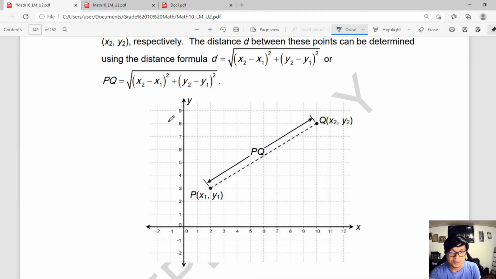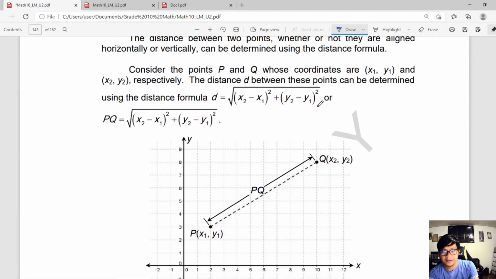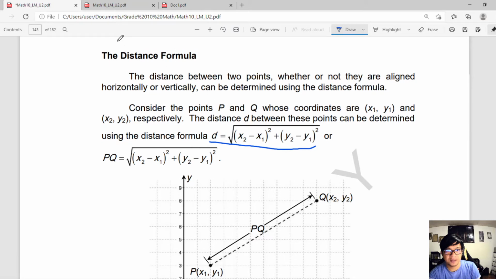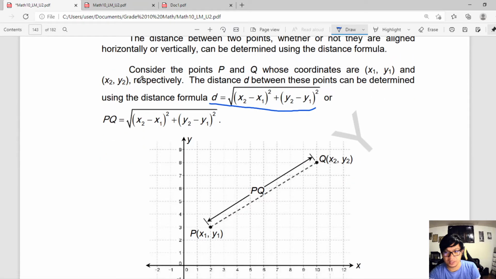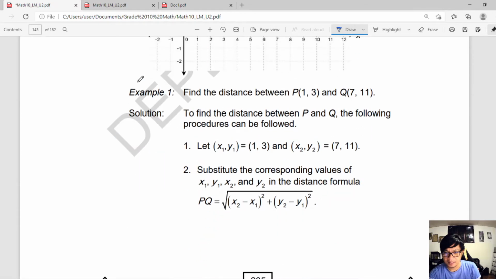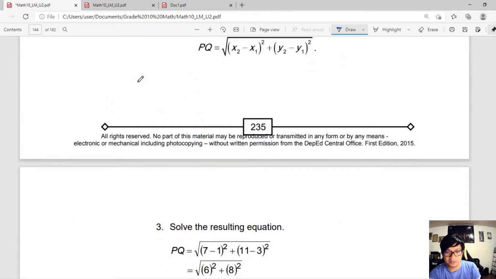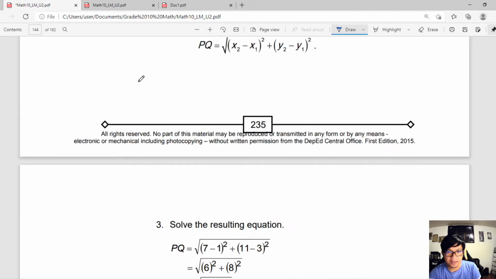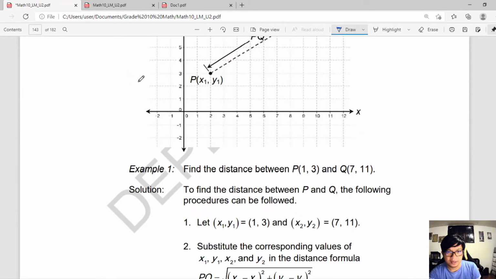Okay, so yan yung formula ng distance. So this distance formula is very important also in dealing with circles, kasi magagamit natin to siya later on. Okay, we have an example here. Ito, halimbawa, find the distance between P(1,3) and Q(7,11). To find the distance between P and Q, the following procedures can be obtained.